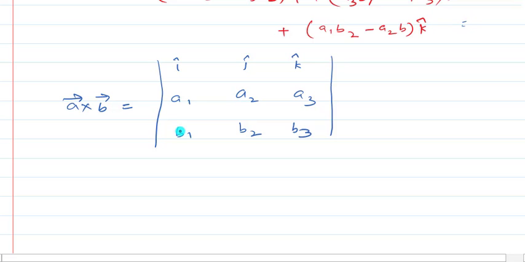Now one thing more you should remember: if we are talking about A cross B, then the second row should have the scalar components of A, and the third row should have the scalar components of vector B. But if we are talking about B cross A, then the second row will contain the scalar components of vector B, and the third row will contain the scalar components of vector A. I am again emphasizing that you should be very careful about order when you are doing cross product.